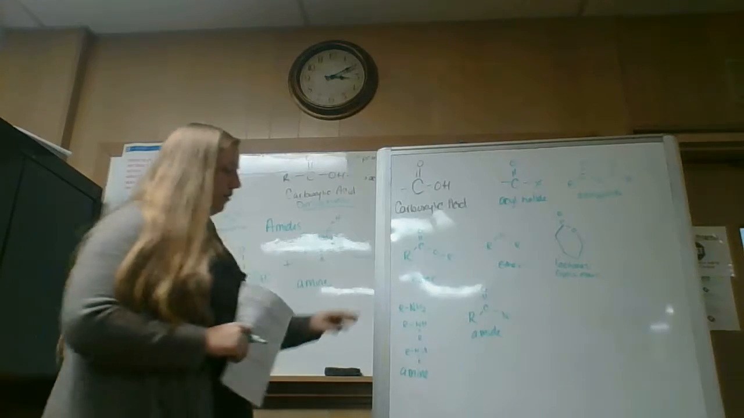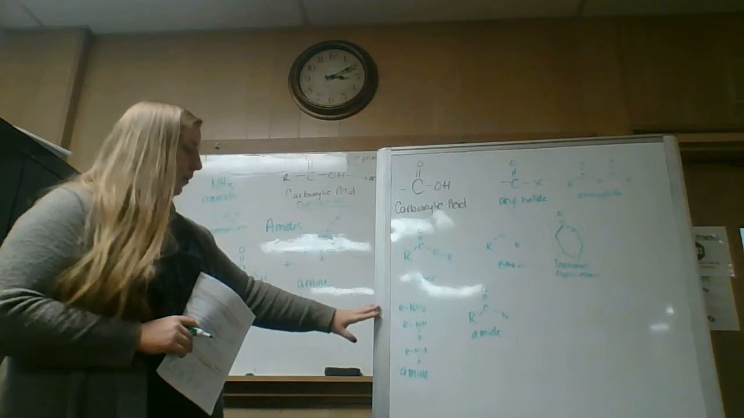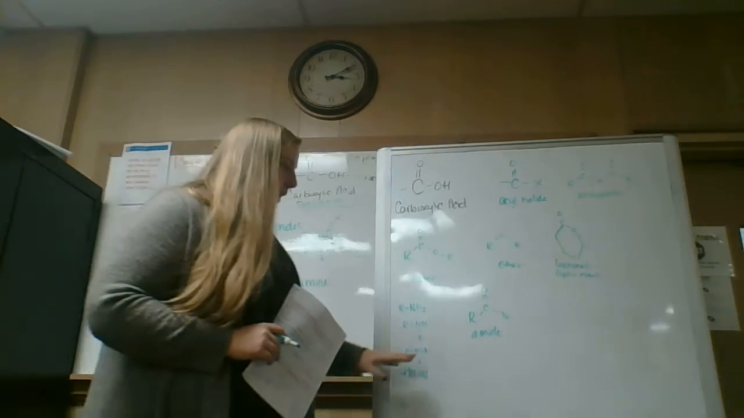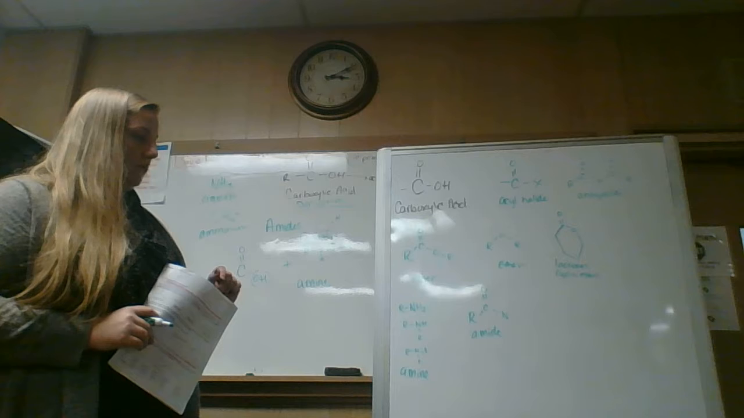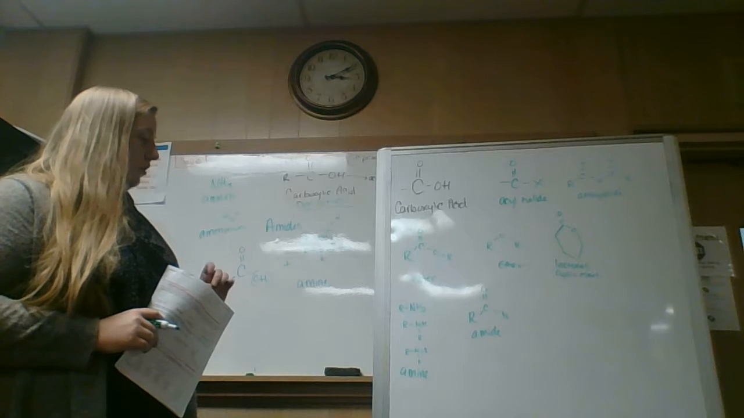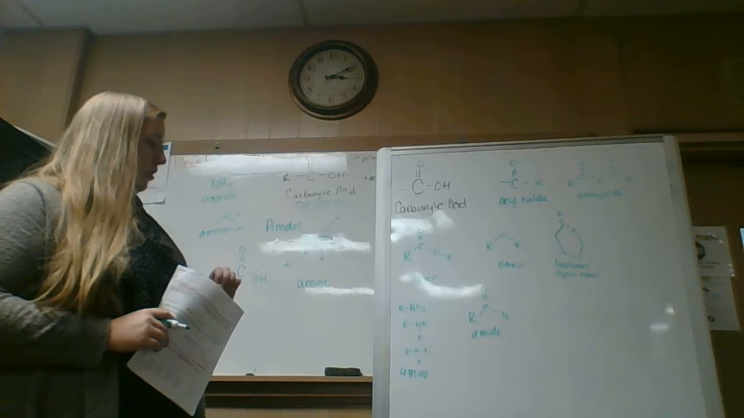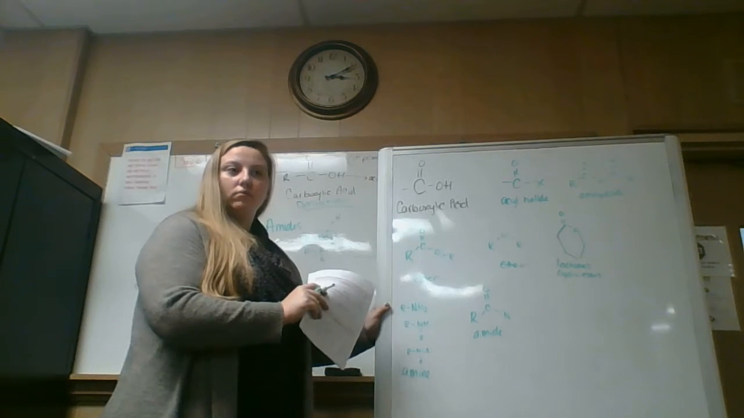Okay, so I did put just the 3 different variants. Just know that it needs to have at least 1 carbon, 1 R group, to be considered an amine. And here, again, the N group has to be bonded to the carbonyl group directly to make an amide. Okay with these two? Okay.